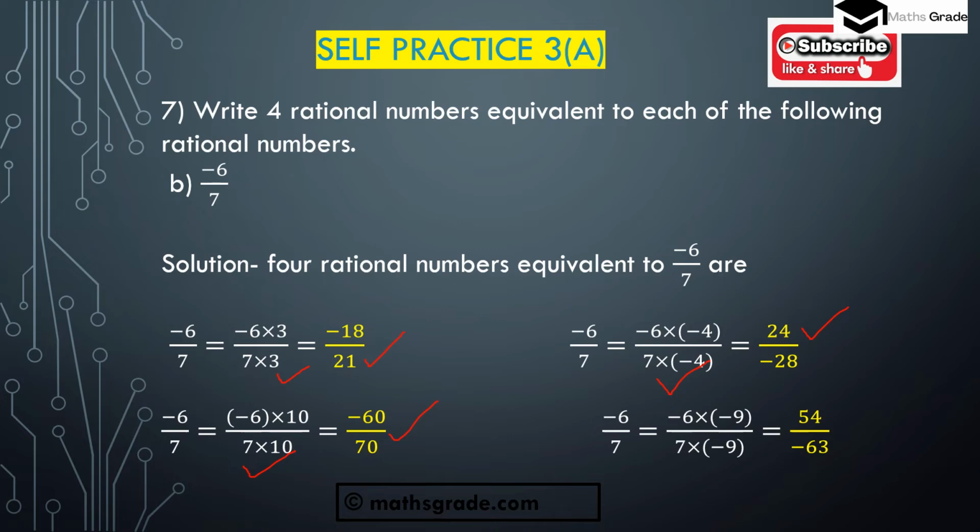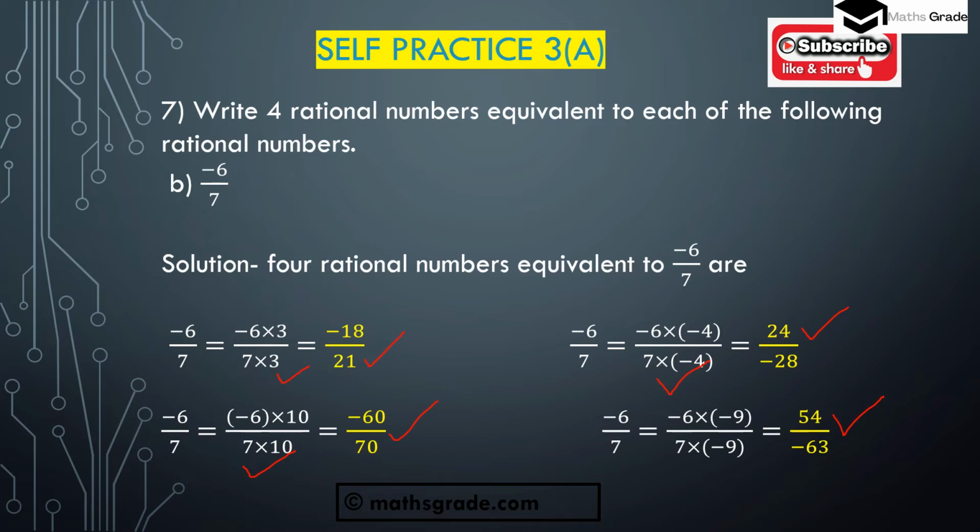If we multiply the number minus 9 with both numerator and denominator of minus 6 divided by 7, we get minus 6 multiplied with minus 9 is 54 and 7 multiplied with minus 9 is minus 63. So we get 54 divided by minus 63, which is equivalent to the rational number minus 6 divided by 7.